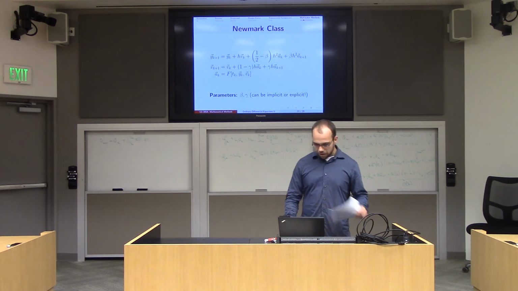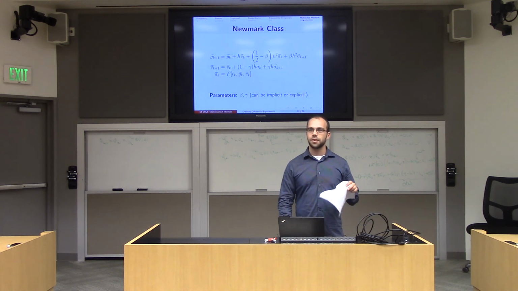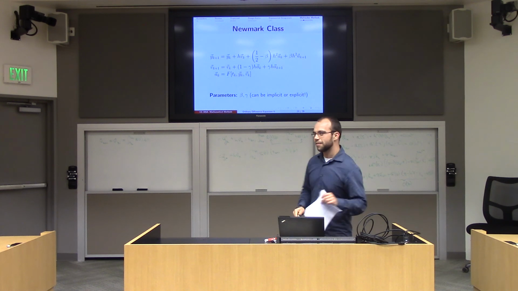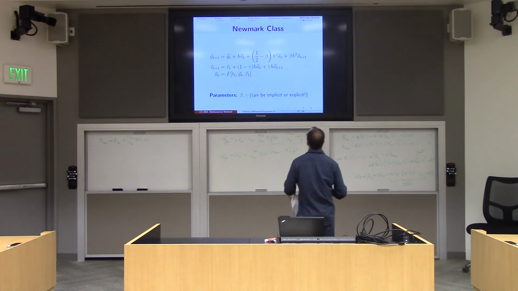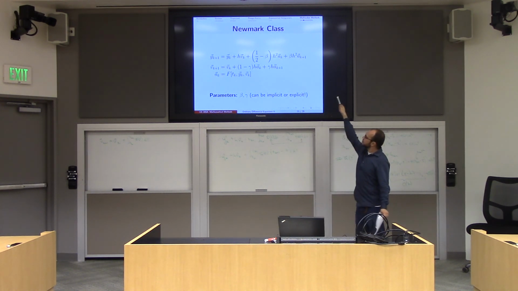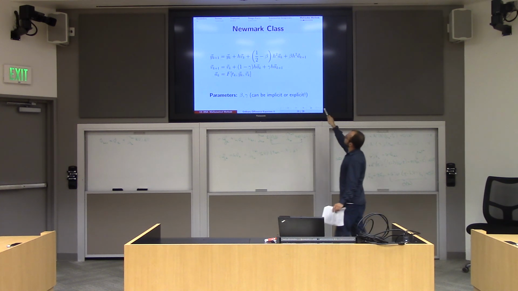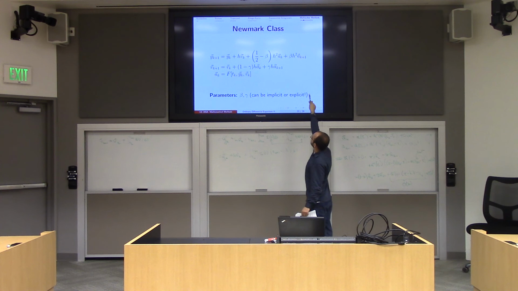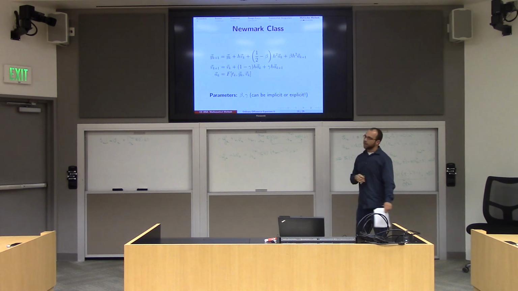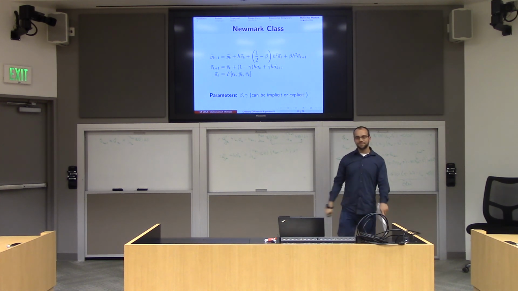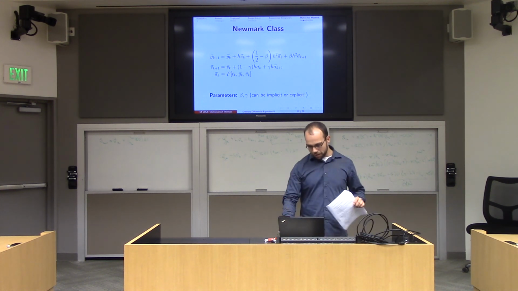In particular, there are a couple choices of beta and gamma that people use in practice, and we'll mention those briefly. By the way, you should notice that depending on beta and gamma, your method could be implicit or explicit. For example, if beta is equal to 0 and gamma is equal to 0, then this is an explicit method because I have zeroed out all the ak plus 1s on the right-hand side. Yeah? Okay, so there are lots of different methods.